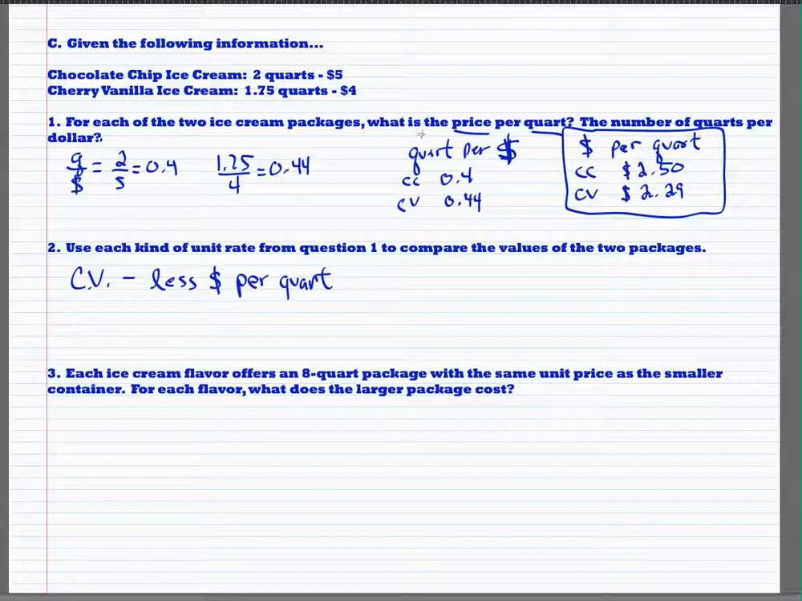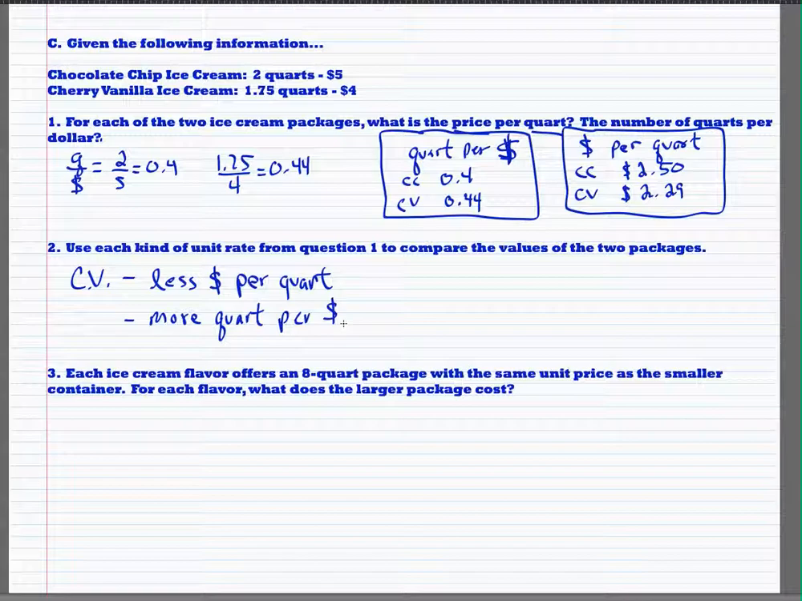If we look at these in terms of the quarts per dollar we're spending, unlike over here where the smaller amount is better because we're paying less per quart, over here the bigger amount is better. So in this case, this proves that the cherry vanilla is a better deal because I'm getting more quarts per dollar. All right, it's not much more, but I'm getting a little bit more of a quart per dollar. So the cherry vanilla is a better deal also because you're getting more of a quart per dollar.